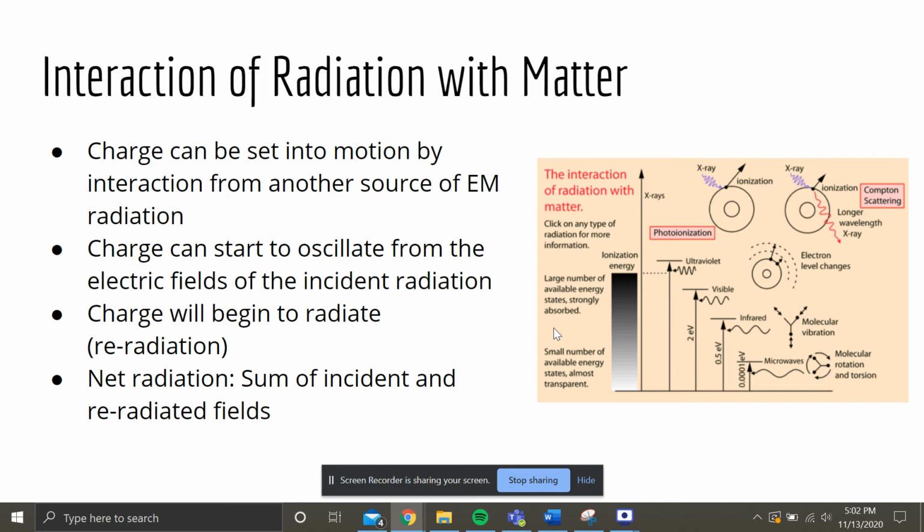And to find the net radiation, this would be the superposition of the incident radiated electric field and the re-radiated field. As for external resources, I looked at the student wiki and I also looked at some pictures like the one on the right, and this helped me visualize things a little bit better.